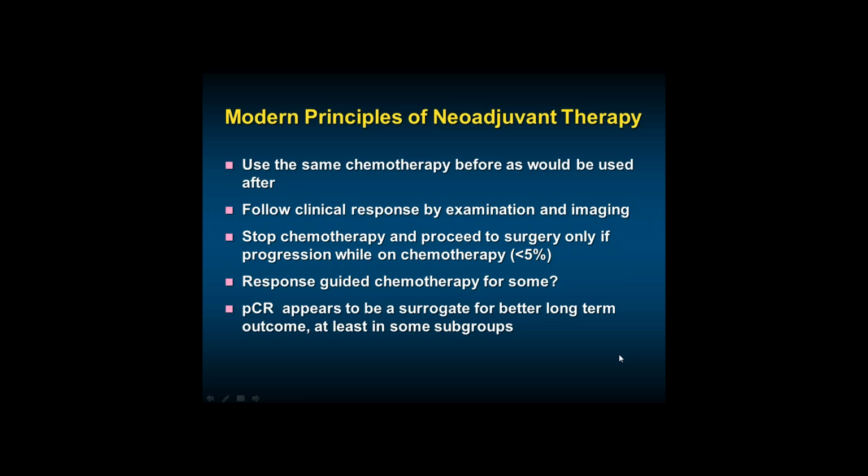Now, I'll just make a couple of quick comments about neoadjuvant therapy because we use a lot of neoadjuvant therapy. The basic principle of neoadjuvant therapy is to use the exact same chemotherapy before surgery as would be given after surgery. We follow these patients for clinical response by their examination and imaging. If they progress, which is an extremely uncommon circumstance, they can go on to surgery. But in my experience, that occurs in less than 1% of patients. In some cases, we can do response-guided chemotherapy, but that's not the standard.